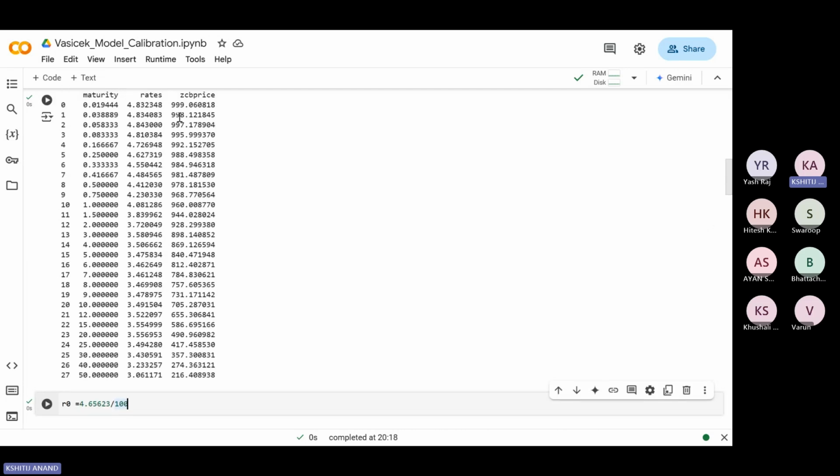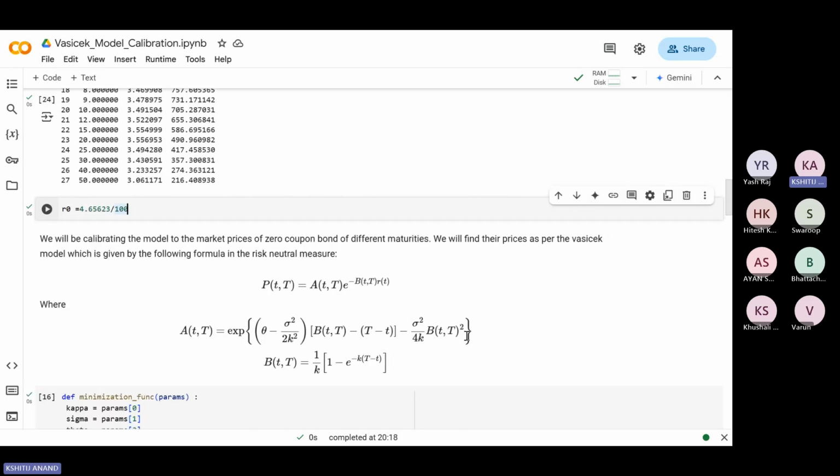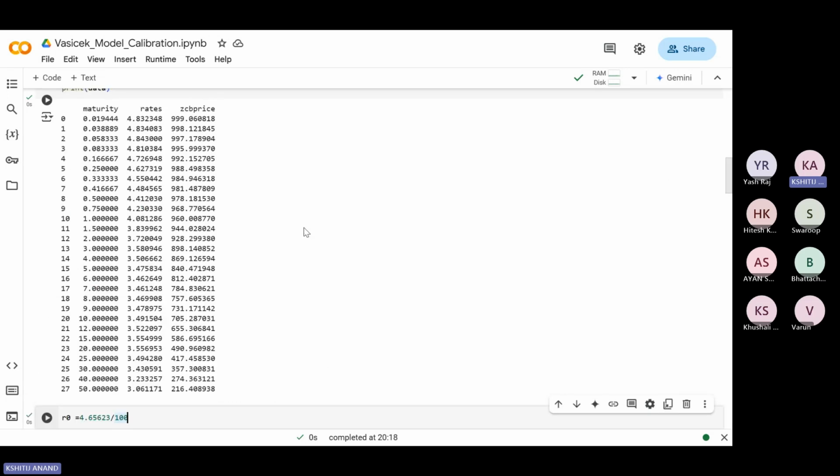Maturities are there for the 28 zero coupon bonds. For all the zero coupon bonds, we have the maturities. And apart from the maturities, we require a small t, which we already know, which is 0. And to calculate the prices of the 28 zero coupon bonds, we need k, theta, and sigma. We'll be trying different values of k, theta, and sigma, corresponding to the model parameters, which will give you zero coupon bond prices as close to the market observed prices.